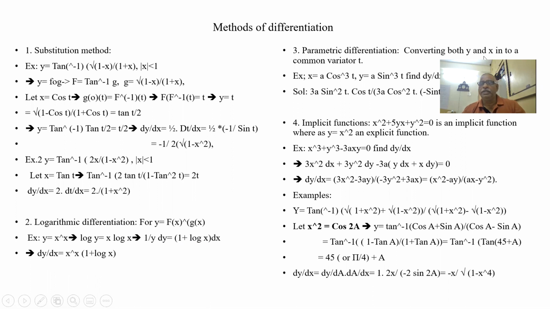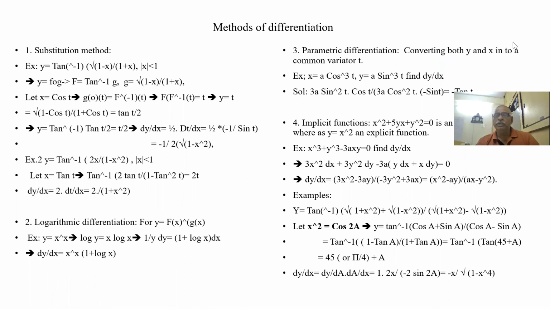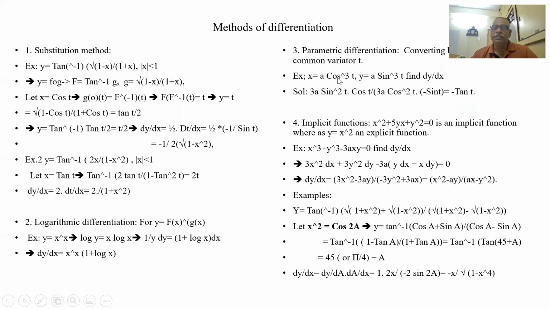Let us see parametric differentiation. Parametric means both are converted into a common variable. x is in the form of t, y is in the form of t. So dx by dt, dy by dt. When I divide dy by dt by dx by dt, I'll get dy by dx. So dx by dt is 3a cos square t into sin t.